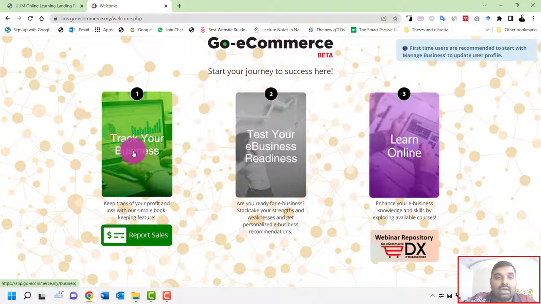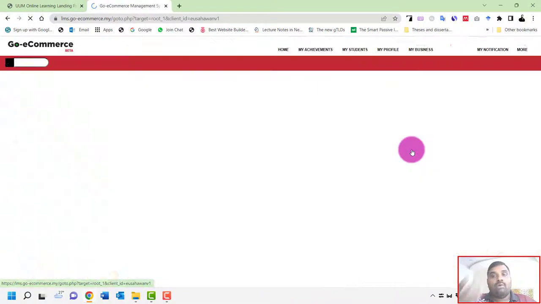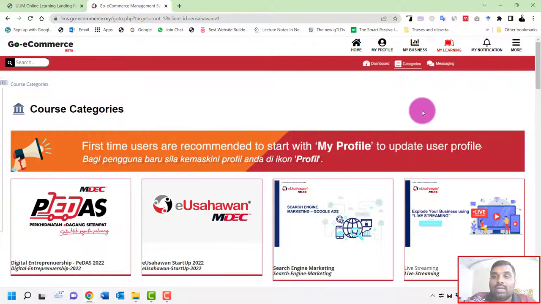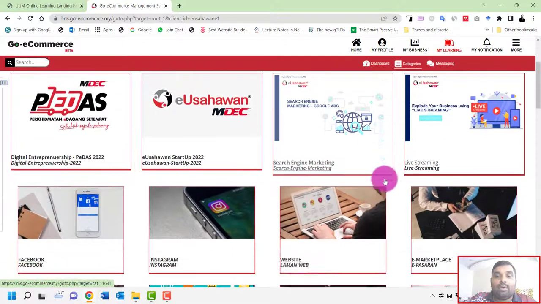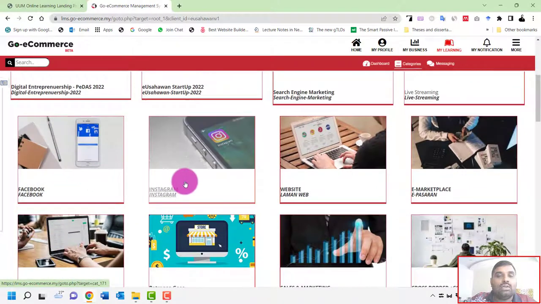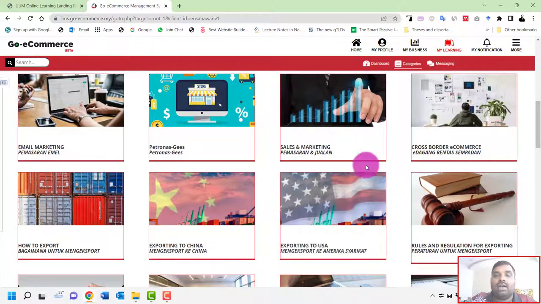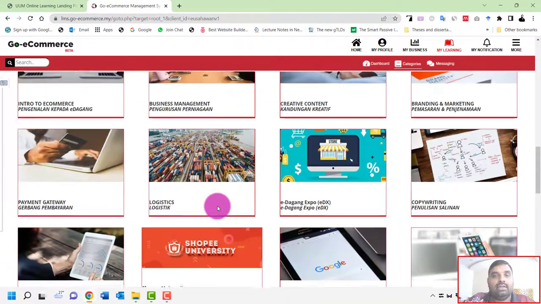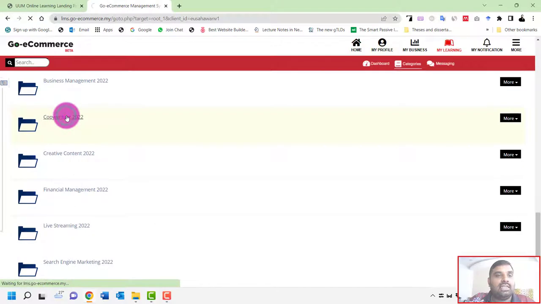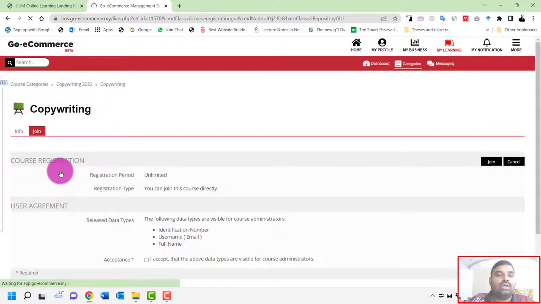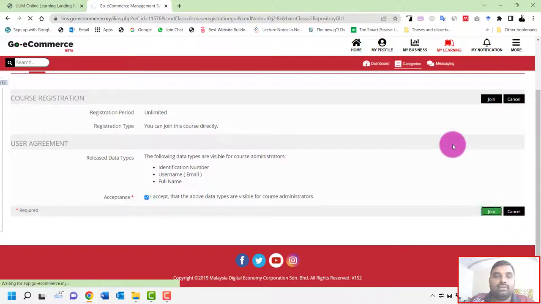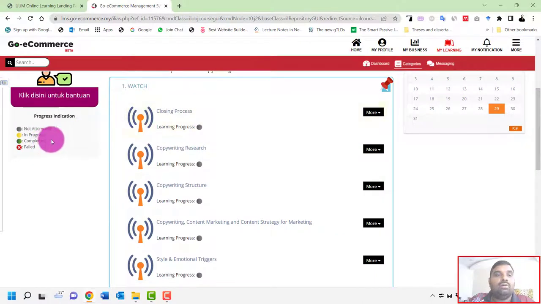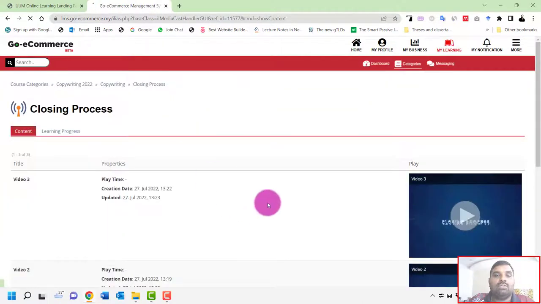And the most important is this one: track your business and learn online. Learn online is like our UEM online learning. When you go to this one, you can learn a lot of things. They will provide search engine marketing notes, how to do Facebook, Instagram, website, e-marketplace, a lot of new materials over here. You can click and learn by yourself. Upon completion of learning this one, you can get a certificate. That's a beauty. For example, you want to learn about copywriting, just click. You click this one, and you can enter, join. So now you can complete all of this, videos.